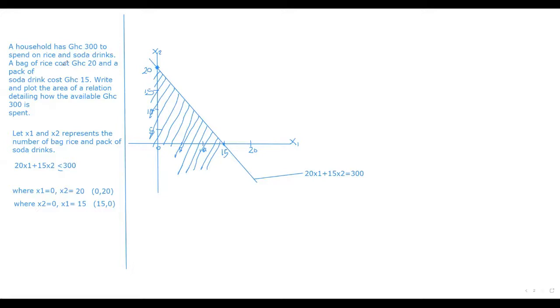So assuming you want to find the coordinate of x2, you just make x1 0. Then when you make x1 0, you will get 15x2 less than or equal to 300. Then you divide by the x2 coefficient, that is 15, which will give you 20. So the coordinates will be 0 for x1 because we placed 0 there, and then the other coordinate will be 20.